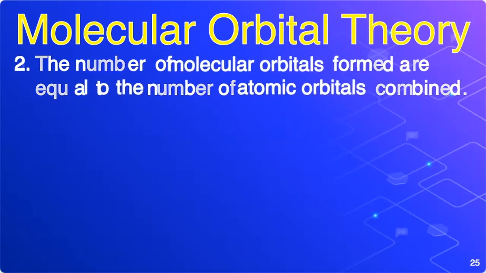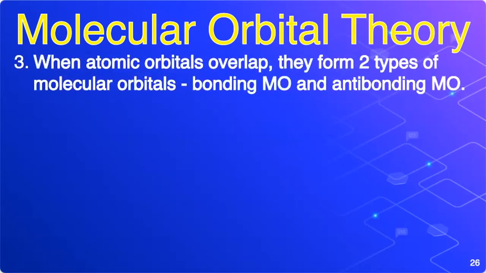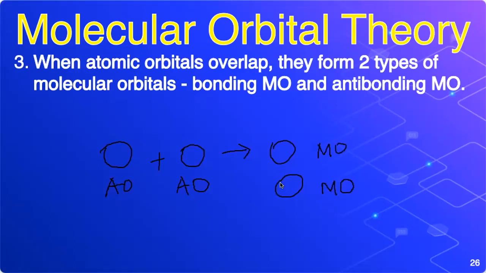The third point is when atomic orbitals overlap, they form two types of molecular orbitals, the bonding molecular orbital and the anti-bonding molecular orbital. So if one atomic orbital is combined with the other atomic orbital, or if these two atomic orbitals overlap, they form two molecular orbitals. This one is the bonding molecular orbital, and the other molecular orbital is the anti-bonding molecular orbital.